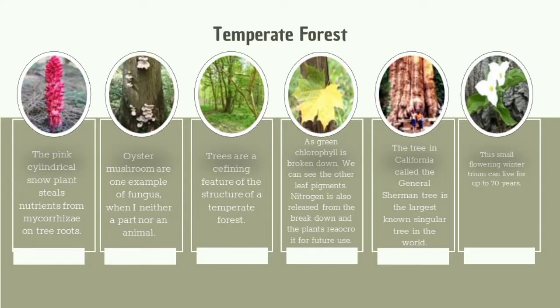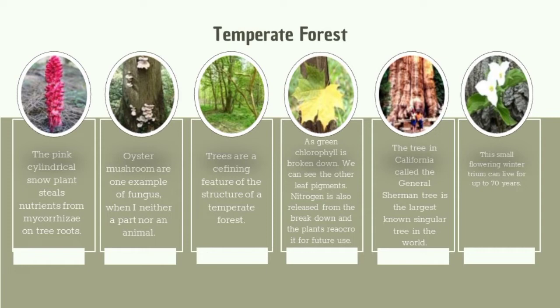So we have here more flora of the temperate forest. We see here a pink cylindrical snow plant which steals nutrients from the mycorrhizae on tree roots, and mycorrhizae is actually a relationship between a fungus and the roots of seed plants that allows them to survive with each other. Then mushrooms can also grow on trees.